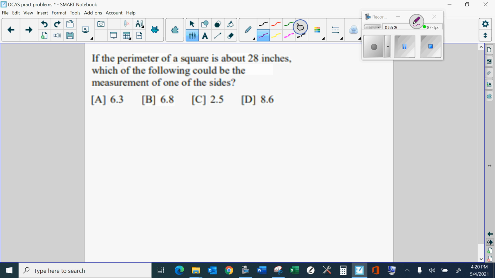If the perimeter of a square is about 28 inches, which of the following could be the measurement of one of the sides? Remember, a square has all 4 sides the same, so the perimeter is 4s. That equals 28. Okay, so s is 7 if it was exactly 28. But notice it says about 28, so it's got to be really close to 7. Okay, what's the only one really close to 7? 6.8. Okay, that's going to be your answer.